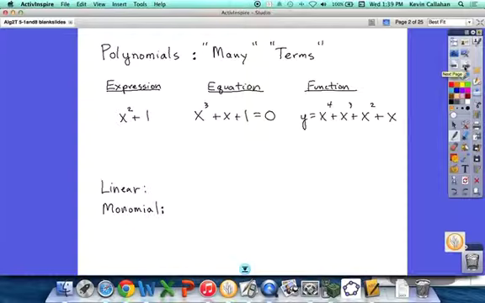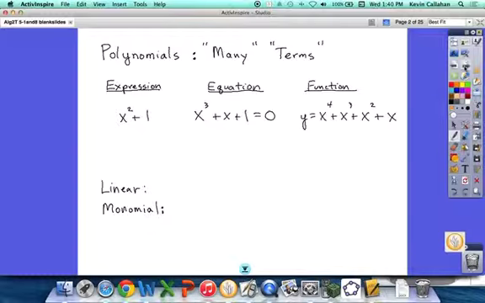Right, so by polynomials, we mean many terms. Poly for many, and terms. Now, what do we mean by terms? Terms in an expression are separated by pluses and minuses. Pluses for addition, minuses for subtraction, not negative signs, where you might still think you're doing a multiplication.